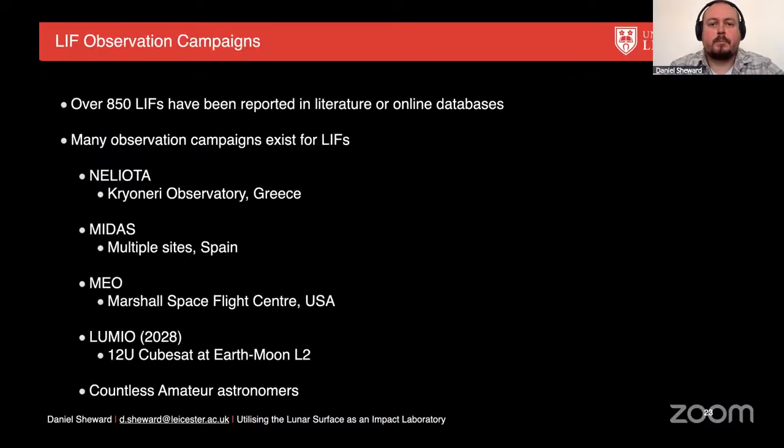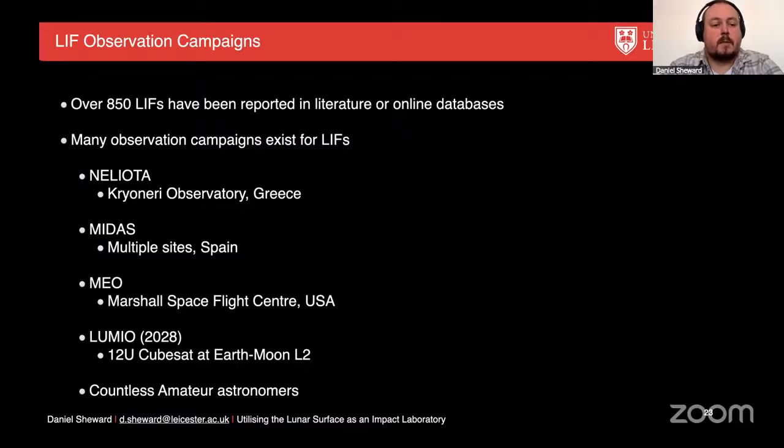The other problem, or benefit, depending how you look at it, is that there are over 850 impact flashes that have been reported within literature or online databases. And there's quite a few observation campaigns that exist. There's NELIOTA in Greece, MIDAS in Spain, the Meteoroid Environment Office for NASA, and in a couple of years' time, we'll also have LUMIO, which is a CubeSat to go and observe impact flashes on the far side of the moon. So we'll have a lot more data from those.